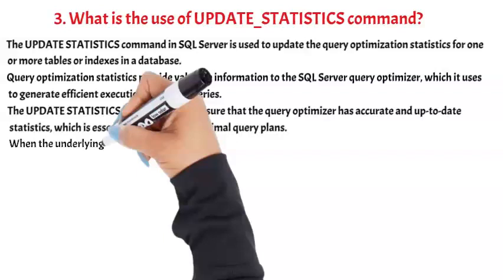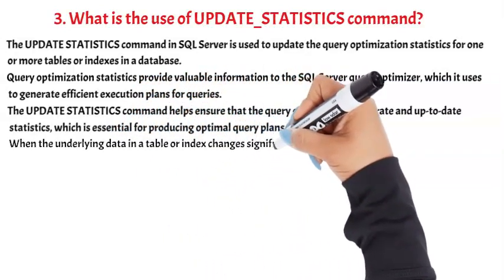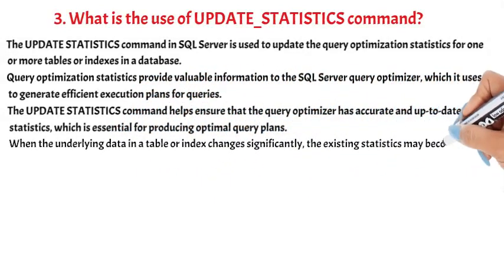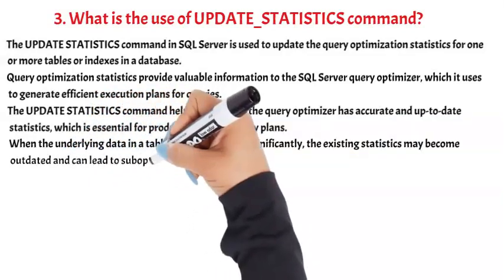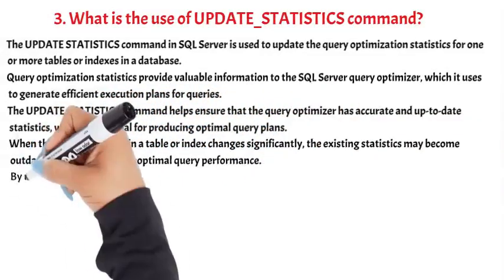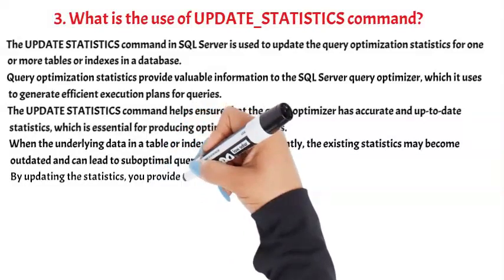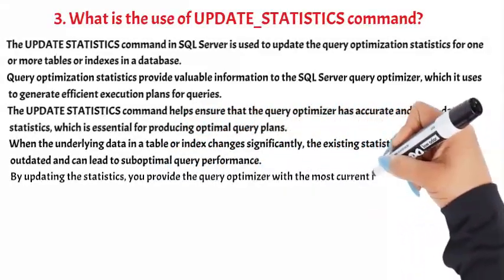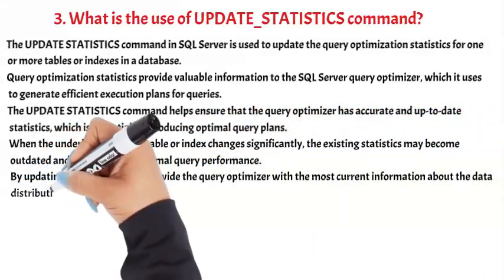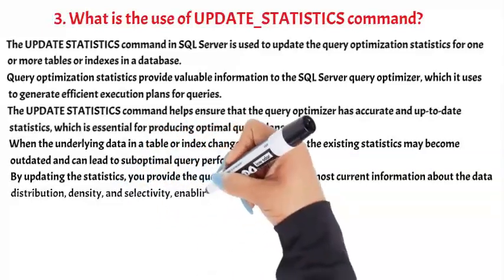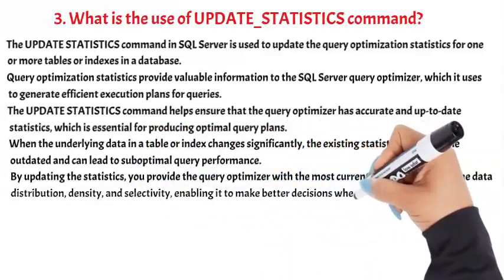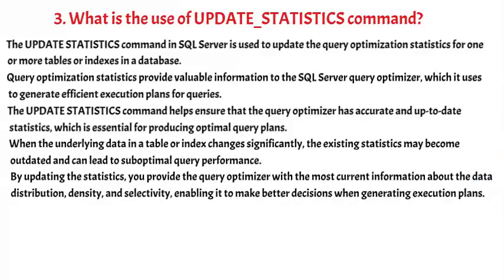When the underlying data in a table or index changes significantly, the existing statistics may become outdated and can lead to suboptimal query performance. By updating the statistics, you provide the Query Optimizer with the most current information about the data distribution, density, and selectivity, enabling it to make better decisions when generating execution plans.